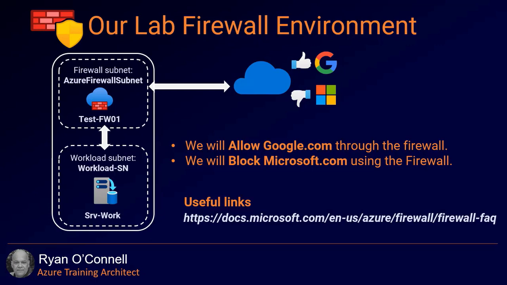We can allow Google through the firewall, and we will block Microsoft.com from the firewall. So if we go to our server and we browse to Google, we should be able to access Google. If we browse Microsoft, we should get an error saying it cannot open the Microsoft website. We can't browse Microsoft. Again, at the bottom are some useful links for finding out more about Azure Firewall. I suggest you take a note and go and look at these. It's really useful and it has a lot of good information available to you.